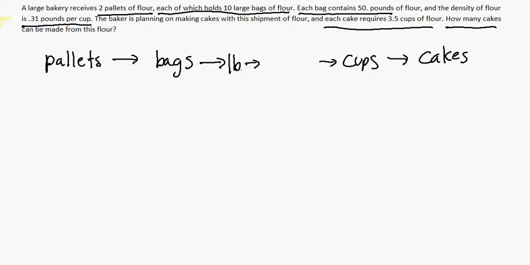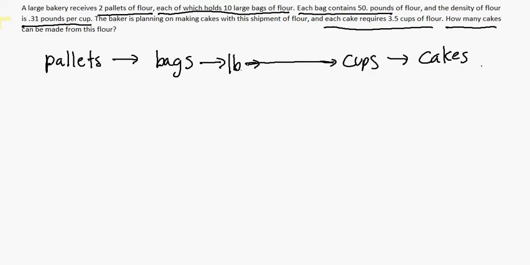So at this point, we do have a connected strategy with pallets leading all the way through, with things we can convert all the way through to cakes, and that's what we're looking for. So at this point, what we need to do is to go back and start setting up the calculations. In order to do so, we're going to have our conversion factors, and so it might be helpful to organize this in the form of equations showing how the different units are related to get started. So we want one equation for pallets and bags.